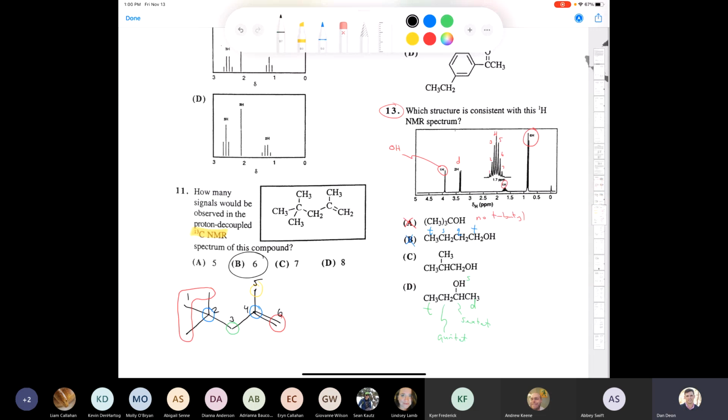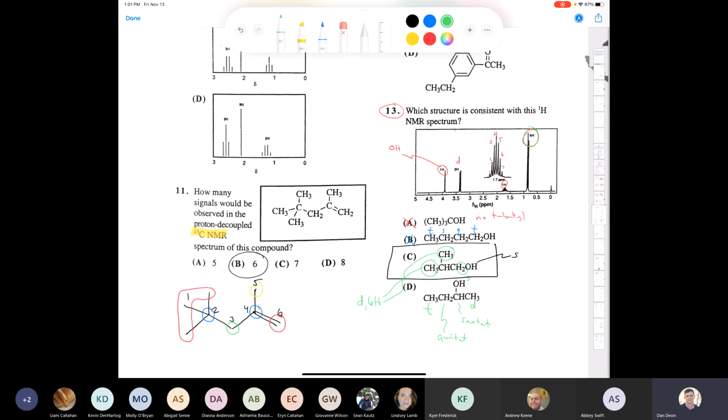But if we look at C, we have the singlet. We have these 2 methyl groups, which are equivalent. They're both coupled next to 1 proton. This is the only thing out of any of these structures that would give me a doublet that integrates for 6 protons.